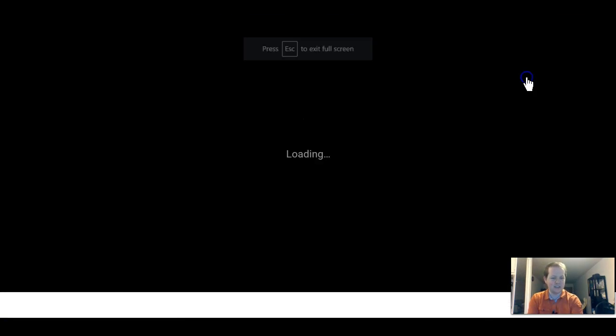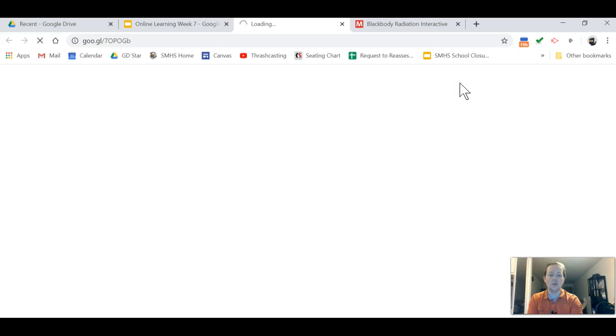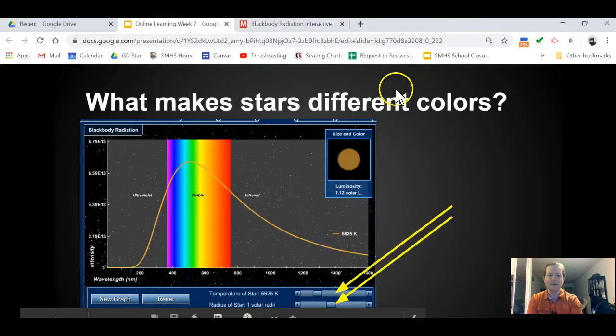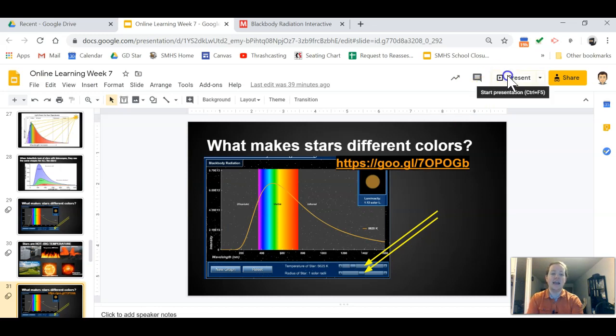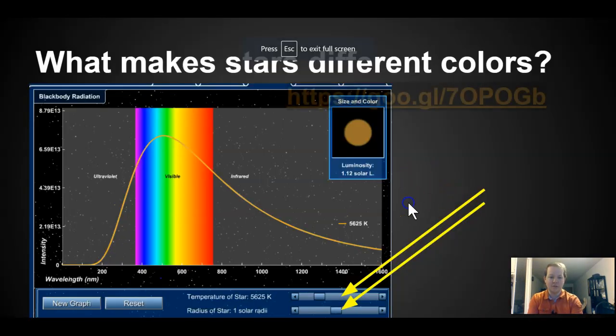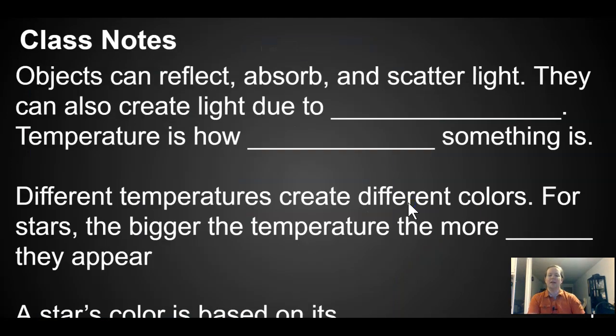This is a little difficult. So there are different color stars because they have different temperatures. Okay, so let's take a little bit of notes. We learned that objects can reflect, absorb, and scatter light. Something new. They can also create light due to temperature. If you get hot enough, you can create light.